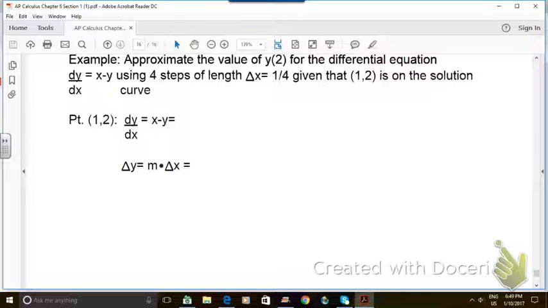So here's another example. We're going to approximate the value of y of 2 for the differential equation x minus y using 4 steps. Delta x is 1/4, given 1, 2 is on the solution curve. So the point we're starting with is 1, 2. We want to get from 1 to 2. Delta x is 1/4, so that would mean we would need 4 steps. You should know it's 4 steps because you're going by 1/4 from 1 to 2, which will take you 4 steps.